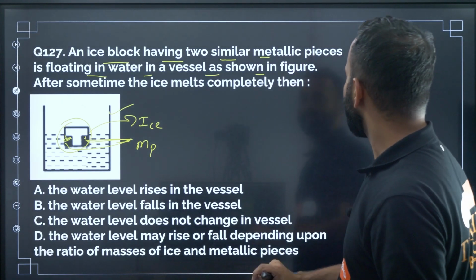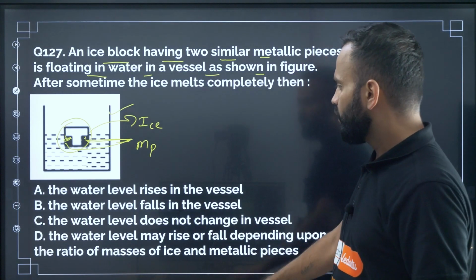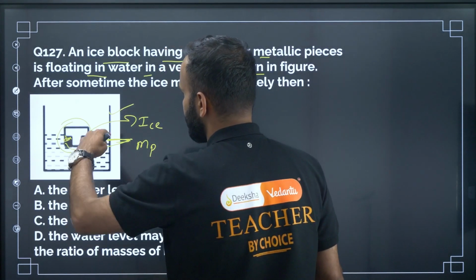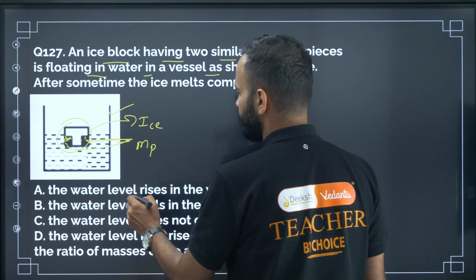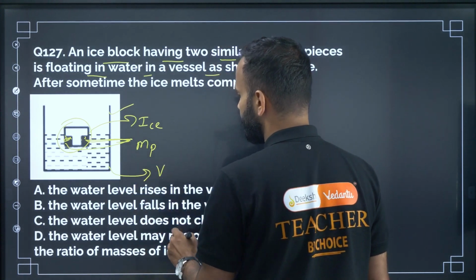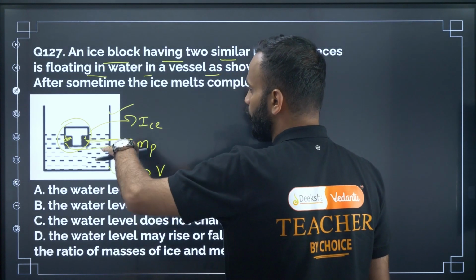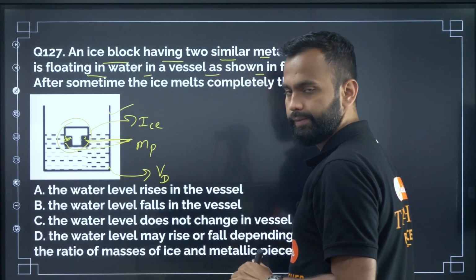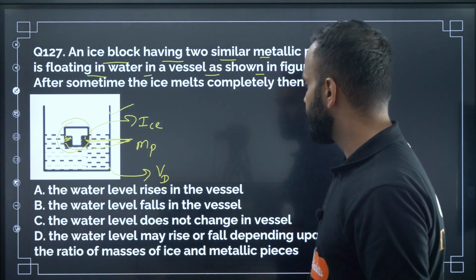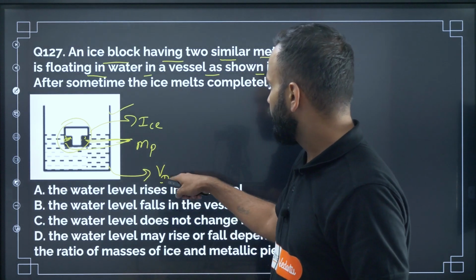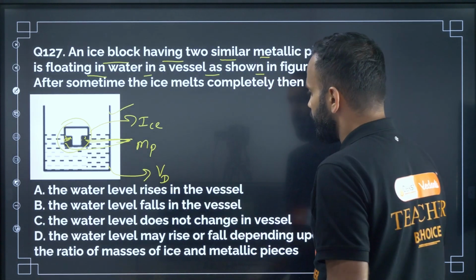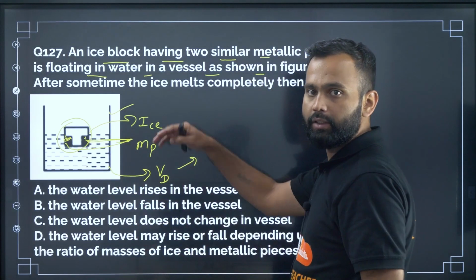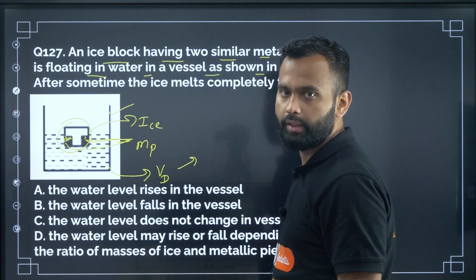After some time, the ice melts completely then. Okay, so we don't need to look at the options. Let's see what happens. So when ice is floating on the water, there will be a volume displaced, right? Volume of the water displaced is Vd. So how much volume of the water displaced? Here volume of the displaced water is equal to volume of the ice which is submerged under the water, right?